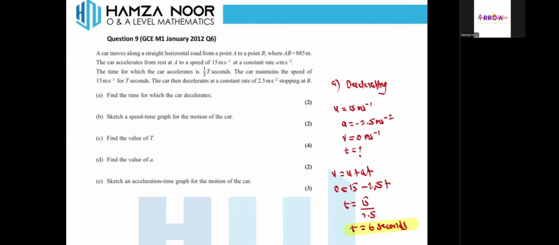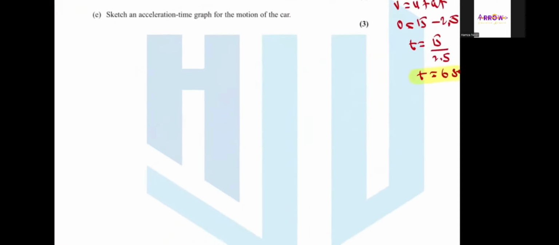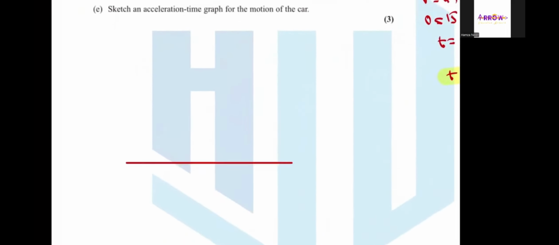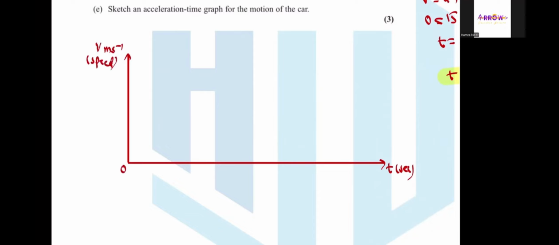So now moving on to the next part. Part B is saying to sketch a speed time graph for the motion of the car. So we need to sketch a speed time graph. I'm going to make the space over here for the sketch. First, we have the horizontal axis, time in seconds, and on the vertical axis, we have speed, v meter per second. v meter per second is the speed, as we need a speed time graph, and this is the origin.